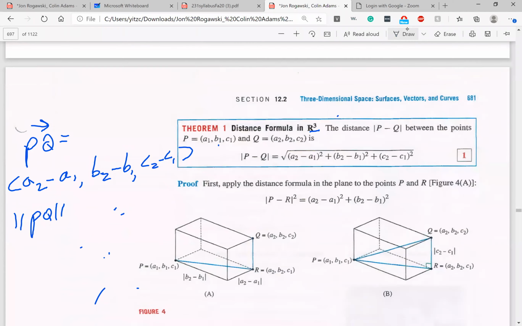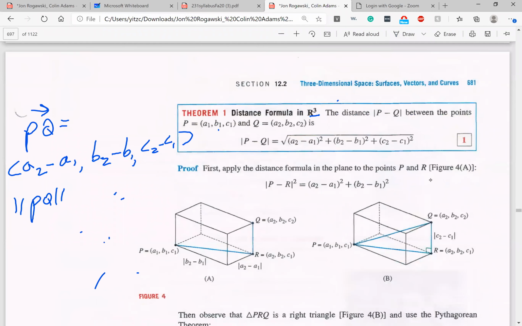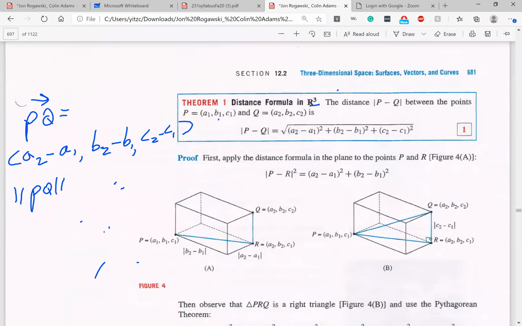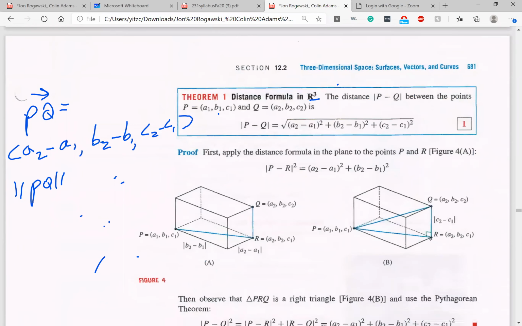Okay, and over here, they just try to show how this formula works, but it's just the generalization of the Pythagorean theorem.